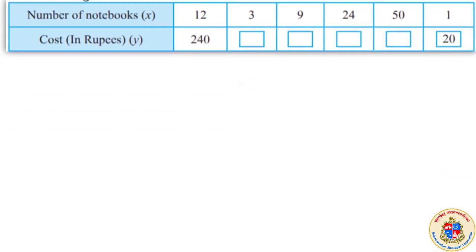Here is a situation that is very simple to understand. Number of notebooks 12, and the cost is 240 rupees. For 1 notebook the cost is 20 rupees, so 3 notebooks will cost 60 rupees, 9 will cost 180, 24 will cost 480, and 50 will cost 1000 rupees, because we know that 1 costs 20 rupees. We also notice that when the number increases to 9, 24, 50, the cost keeps increasing.